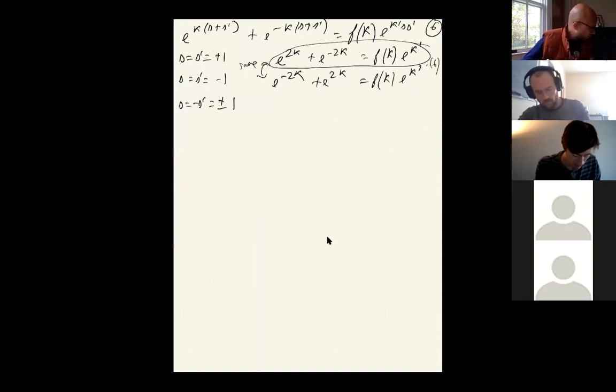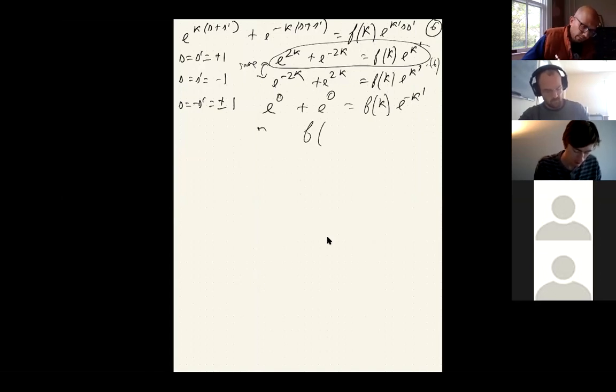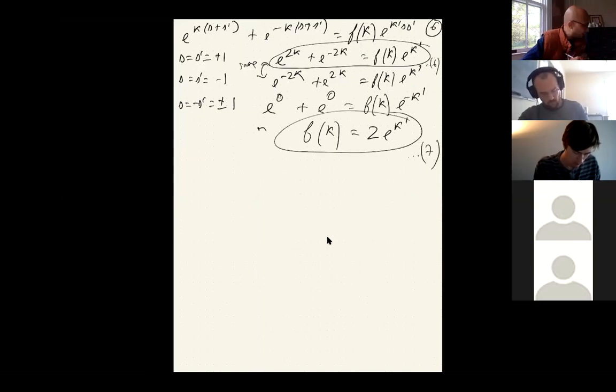The second equation, when you put a minus sign, what will that look like? e to the power k and s plus s prime. What does that mean now? It's 0, right? So e to the power 0 plus e to the power 0 is equal to f of k e to the power minus k prime, or f of k e to the power k prime. This is 1 plus 1 is equal to 2, is equal to 2 multiplied by e to the power k prime. This is our second equation. So yeah, it's possible to solve for it in the 1D Ising model.